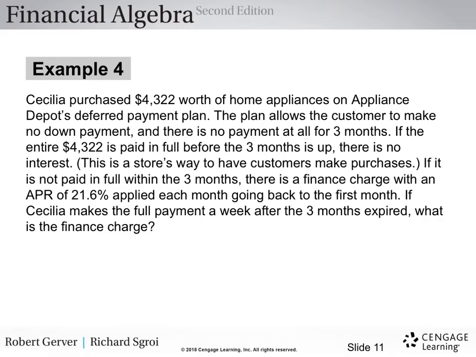So let's look at still another example. Cecilia purchased $4,322 worth of home appliances on Appliance Depot's deferred payment plan, okay? So this is a deferred payment plan. The plan allows the customer to make a down payment, and there is no payment at all for 3 months. If the $4,322 is paid in full before the 3 months is up, there is no interest. This is a store's way to have customers make purchases. They're trying to make it look like it's easier to purchase these without having to pay the full amount up front.